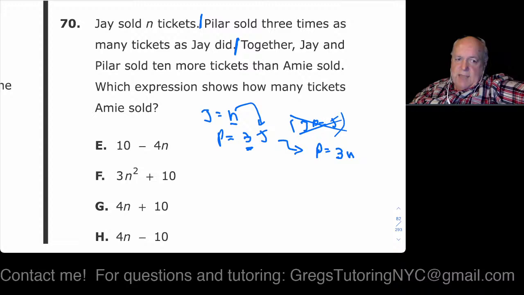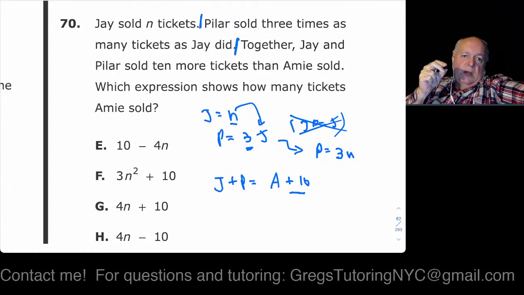And then it says, together, J and Pilar sold 10 more tickets than Amy. So J plus Pilar equals Amy plus 10. So again, the plus 10 is on this side. Think it through. If together they sold 10, then that means Amy sold 1. They sold 10 more than Amy. All right? So that's kind of what we're looking for there.